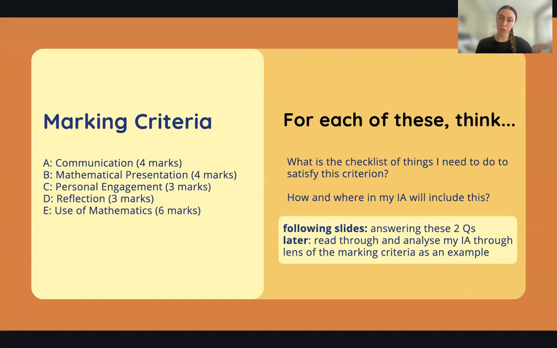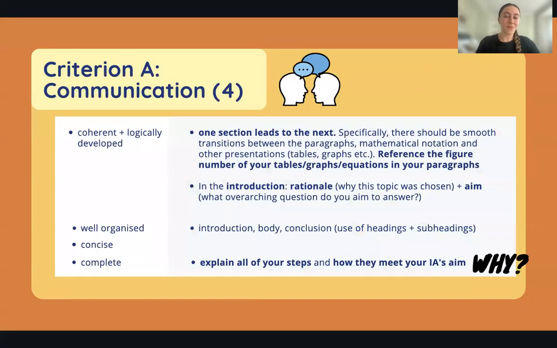So I'm going to go through each of these marking criteria one by one and consider just that thing. What's the checklist of things I need to do to satisfy this criterion, and how and where in my IA will I include this? So it's one thing to know what to do, but it's another thing to actually know where that fits within the broad scheme of your IA. So that's what we're going to do. So starting out with Criterion A, communication. There are 4 marks allotted to this criterion.